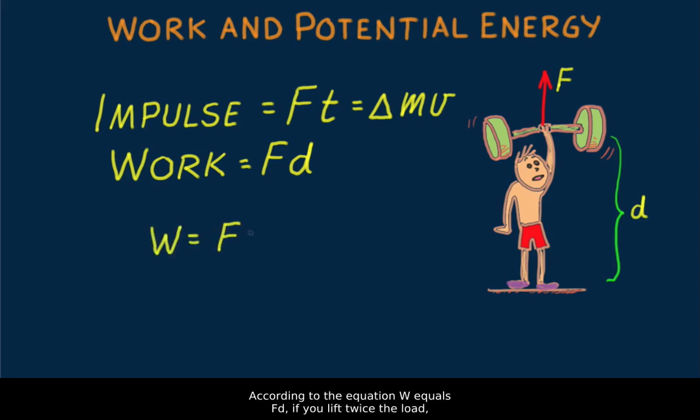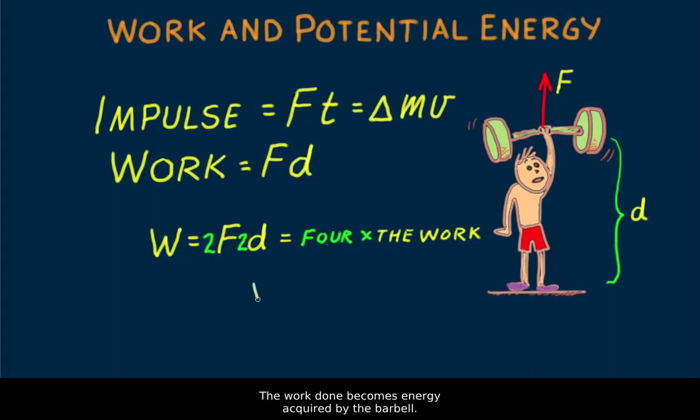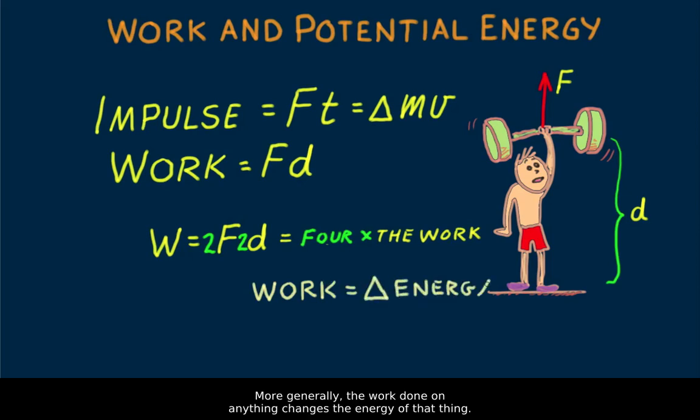According to the equation W equals Fd, if you lift twice the load the same distance, you do twice as much work on the barbell. Or if you lift twice the load twice the distance, that's 2 twices, you do 4 times the work on the barbell. The work done becomes energy acquired by the barbell. More generally, the work done on anything changes the energy of that thing.